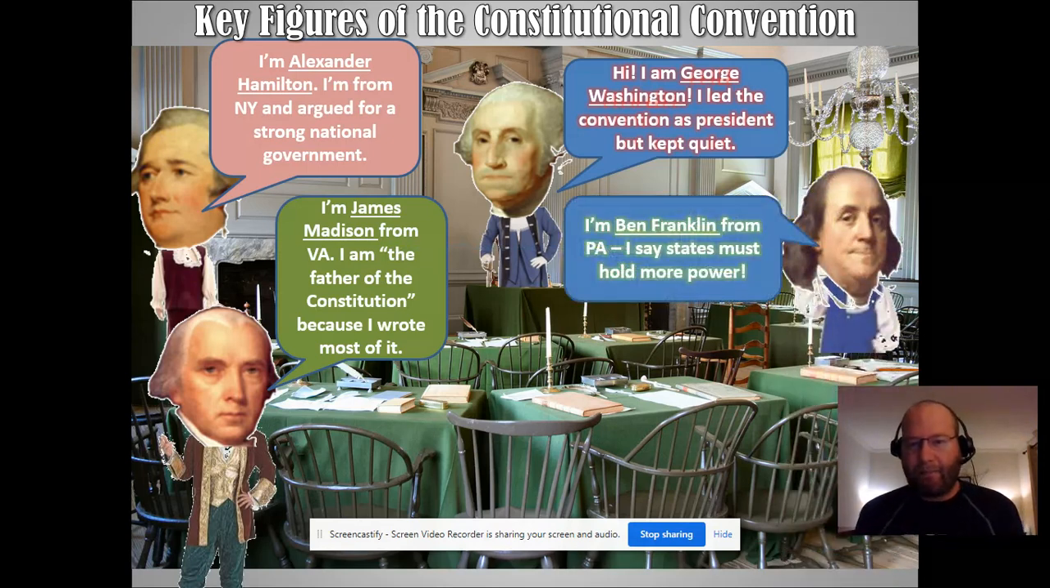Next, we've got Ben Franklin from Pennsylvania. He argues kind of the opposite of Hamilton. He argues that the states should still hold a lot of the power, which is what was happening under the Articles of Confederation.